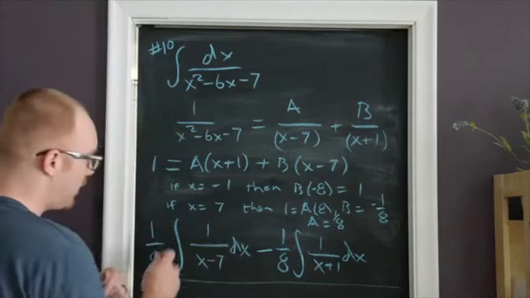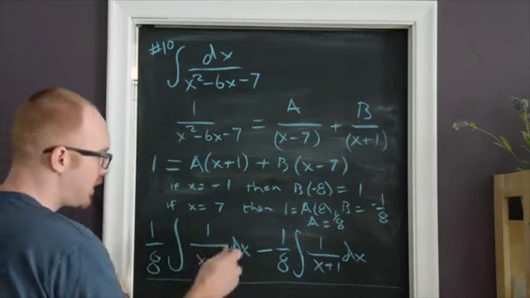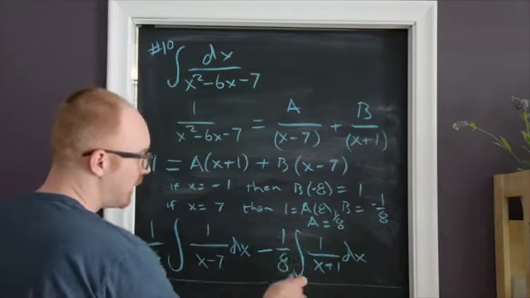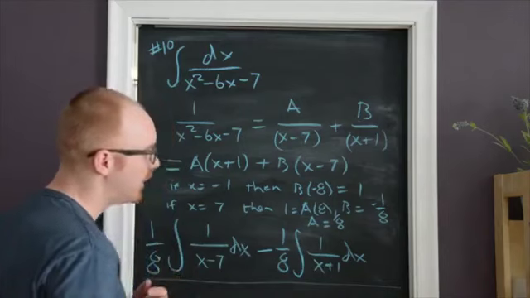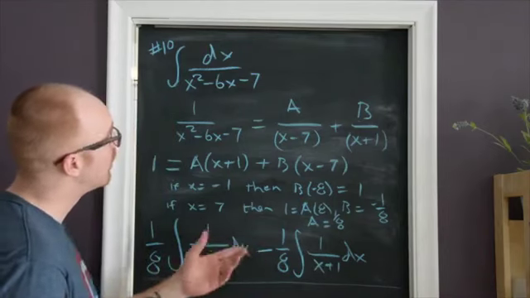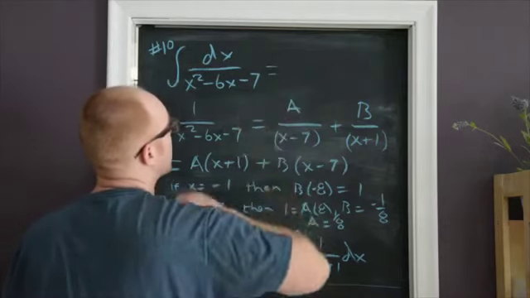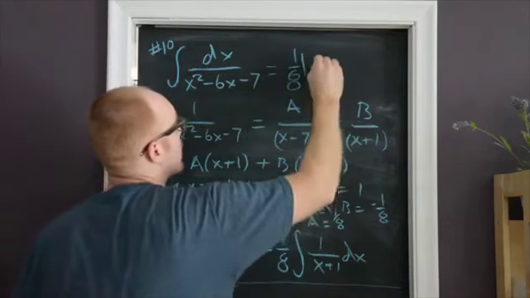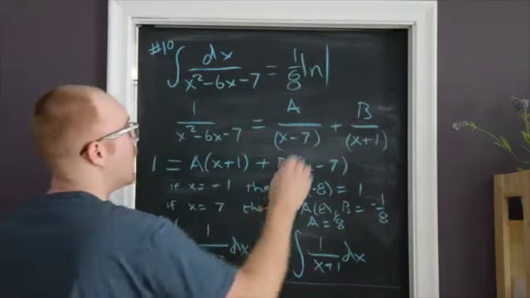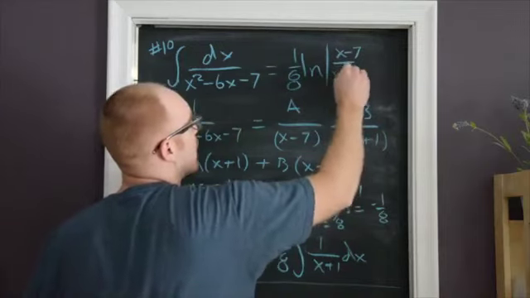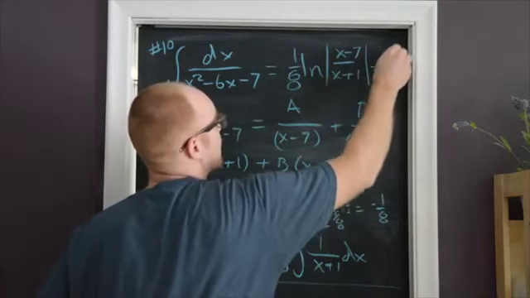And so we would have 1/8 natural log of absolute value x minus 7, minus 1/8 natural log of absolute value x plus 1. And because it's minus, you could put one over the other. So your answer for the problem will be 1/8 natural log of absolute value x minus 7 over x plus 1, plus C.